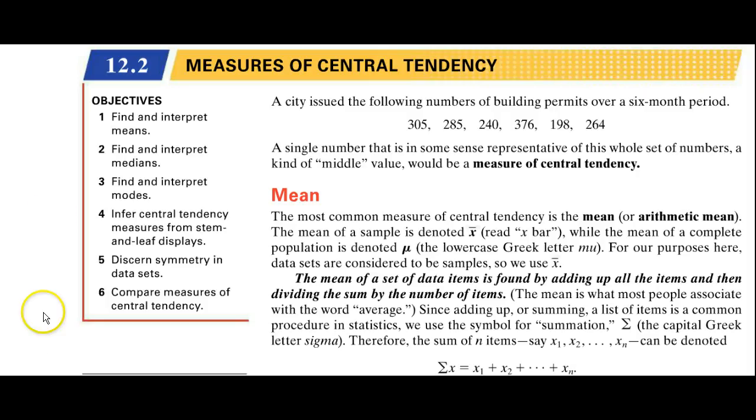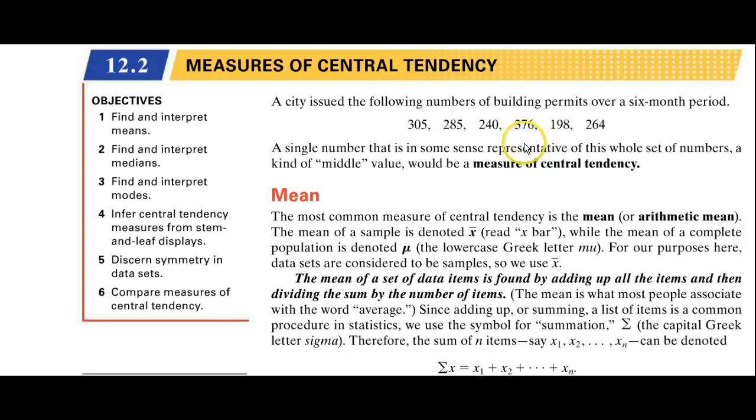So, looking at measures of central tendency. A good example to start us off: a city issues these number of building permits over 6 months. So we have 6 scores in a sense, or 6 items of data. Is there a single number that would give you an idea of central tendency? And the answer is yes.